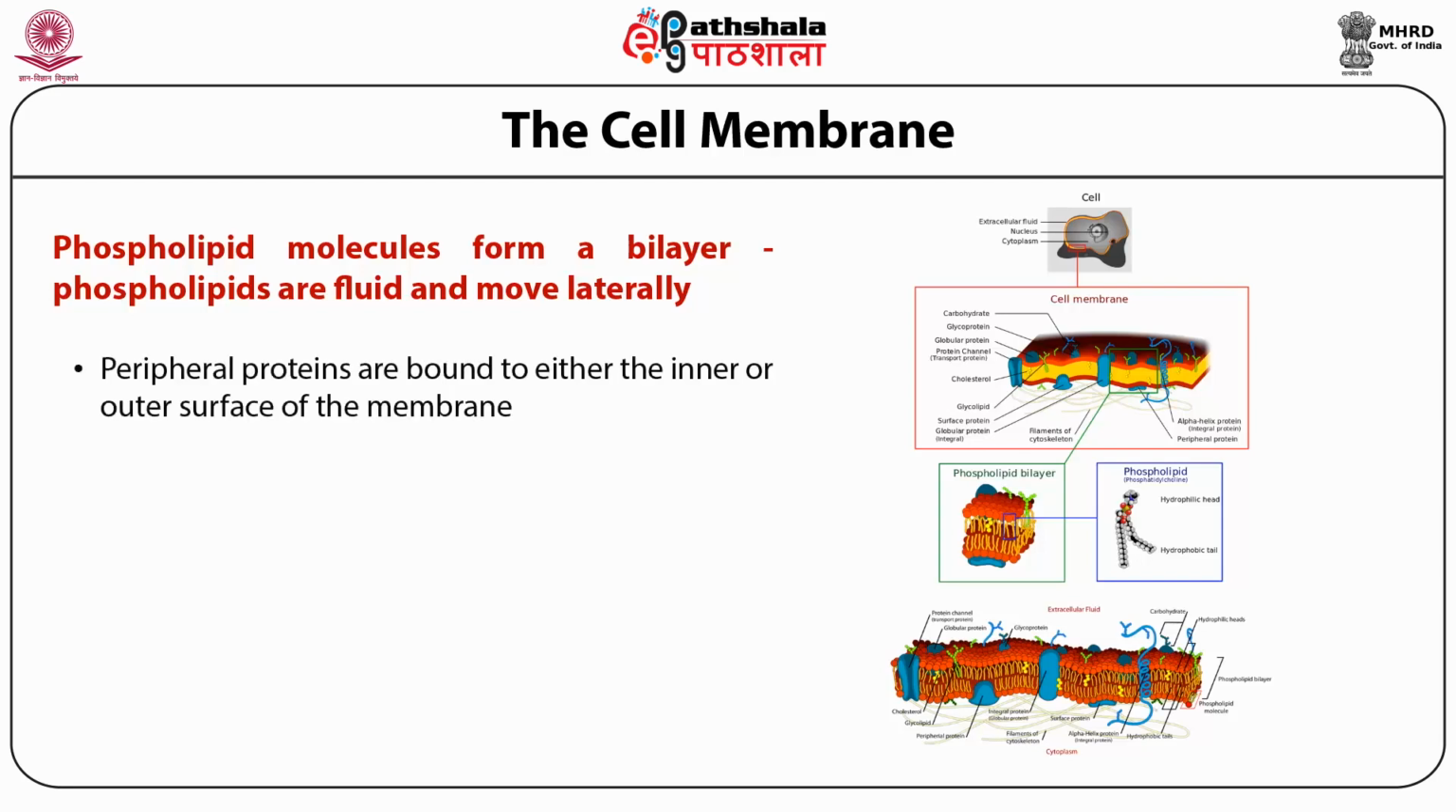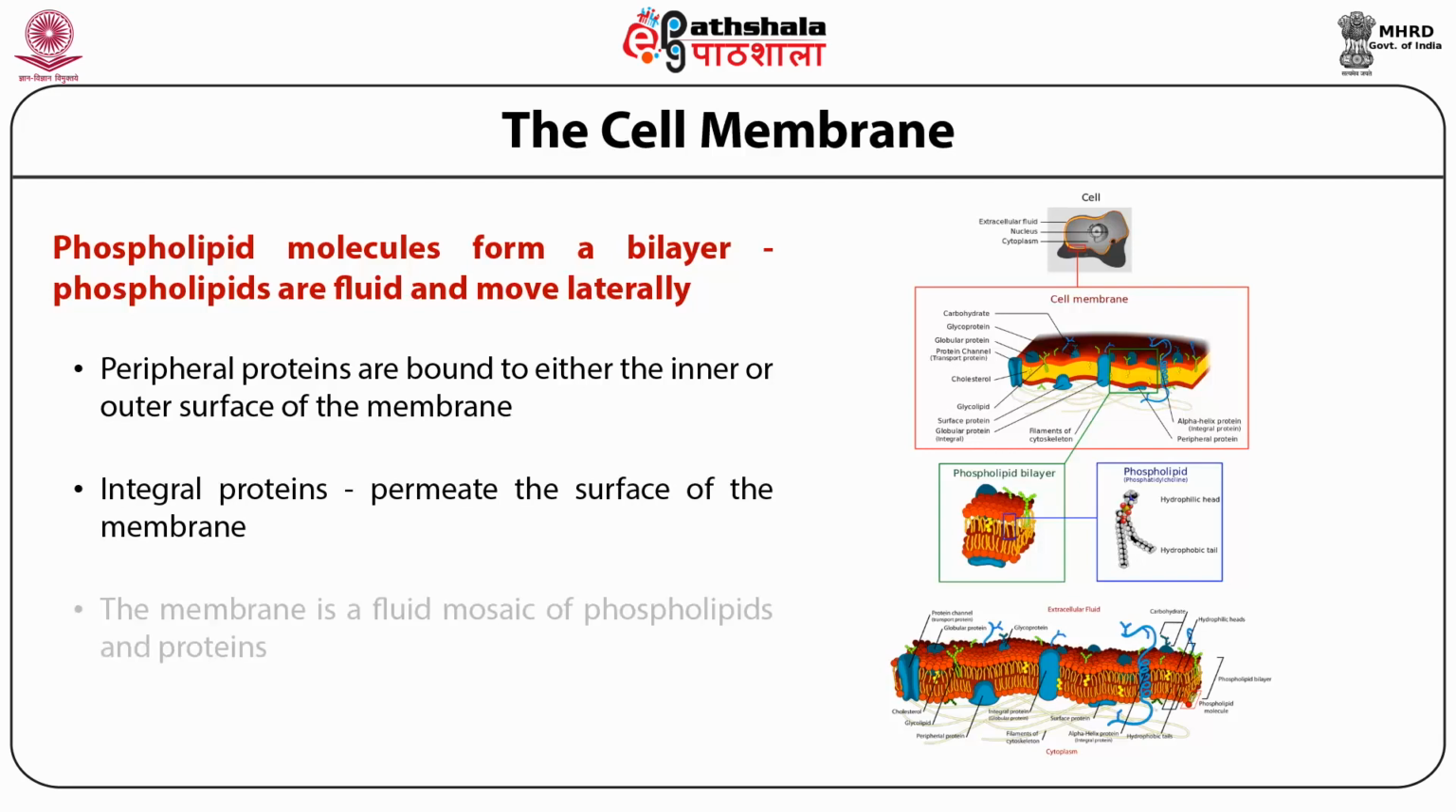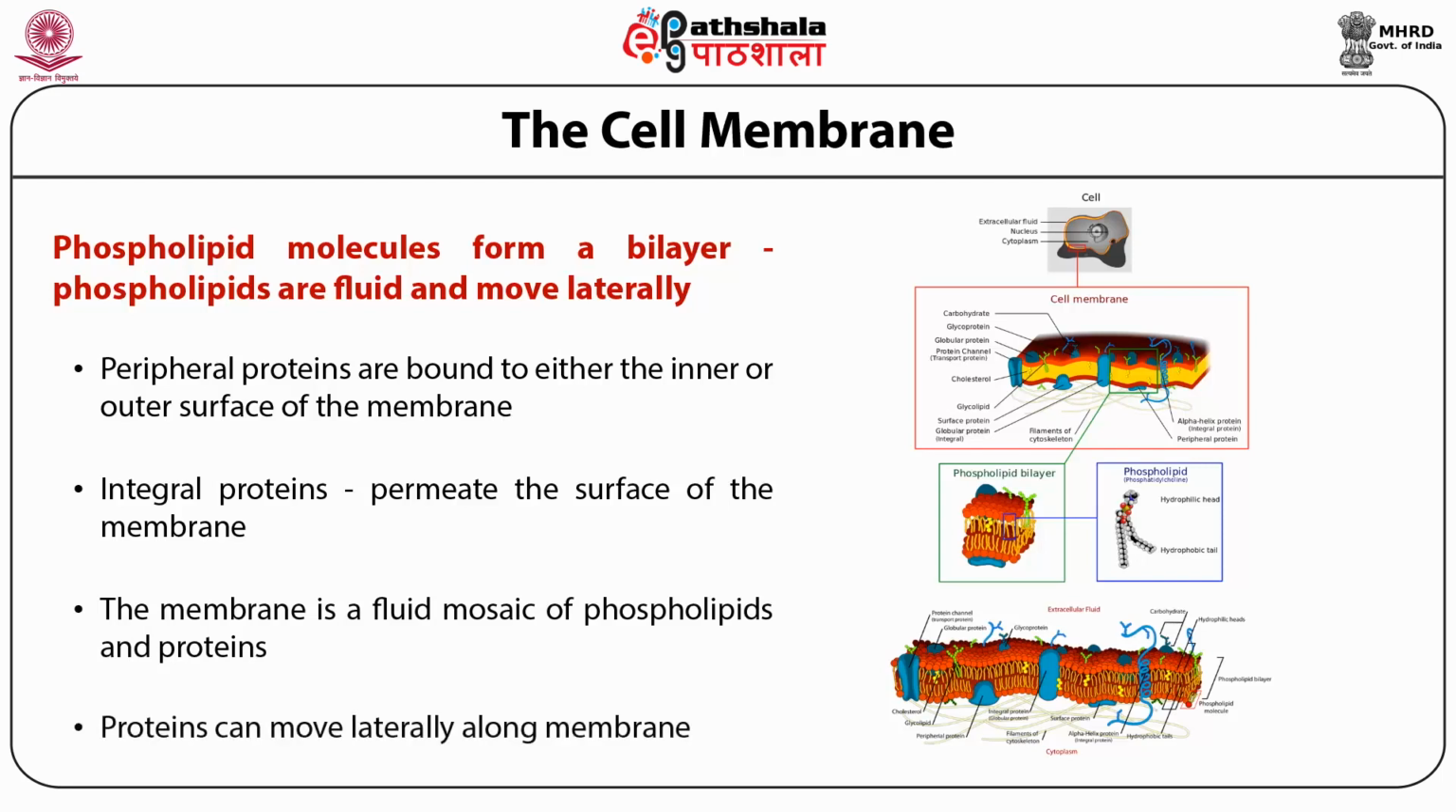There are peripheral protein molecules bound to either side of the membrane, either the inner or outer side of the surface of the membrane. And integral membrane proteins are those proteins which permeate the surface of the membrane. The membrane is a fluid mosaic of phospholipids and proteins, and proteins can move laterally along the membrane.